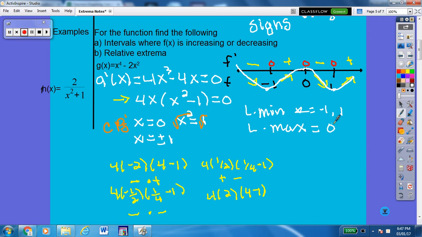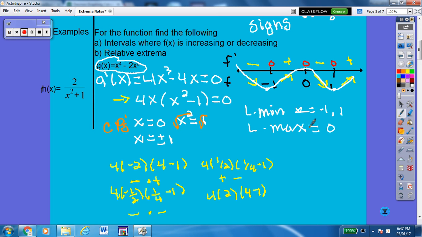Now sometimes, and especially in your assignment, I'm going to ask you to put the coordinates for these. If you want the coordinates, then you've got to take these points and send them back to the original function and plug them in to get the actual y value.